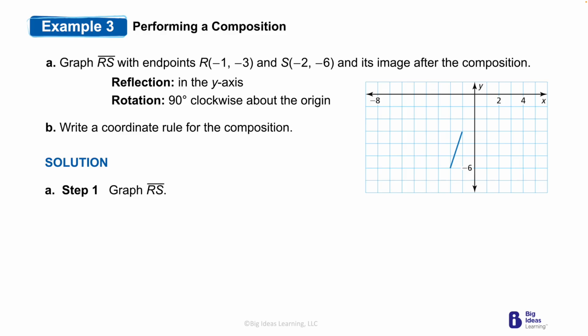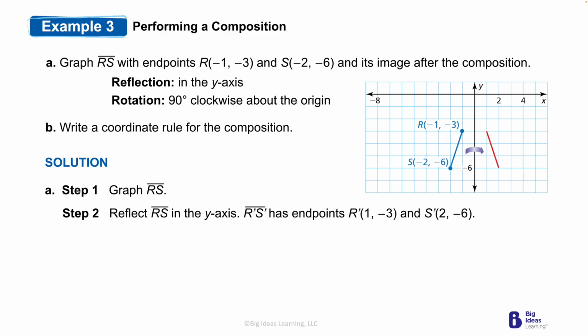So first you're going to graph RS. So there's your R, there's your S. Reflect it in the Y-axis. That's an easy one. So R is 1 space left, so now it is 1 space right. S was 2 spaces left, now it's 2 spaces right. There's your coordinates. You want to use your coordinates because of the rotation rules.